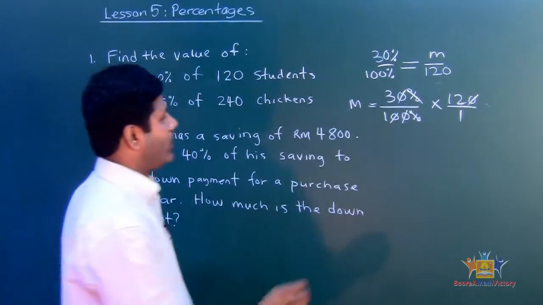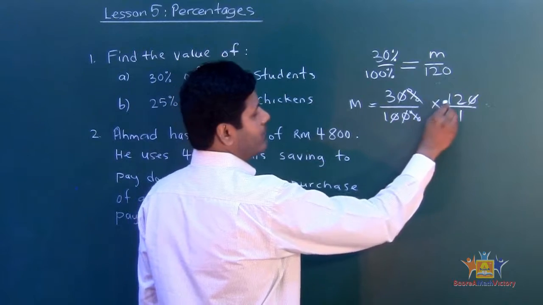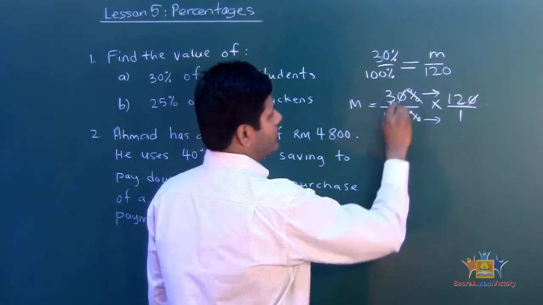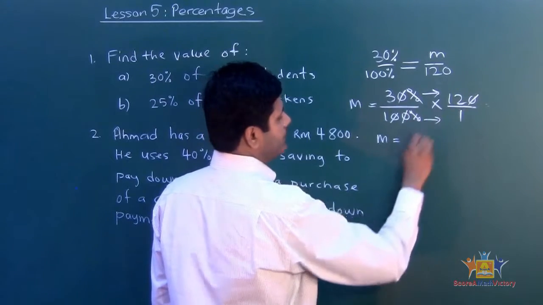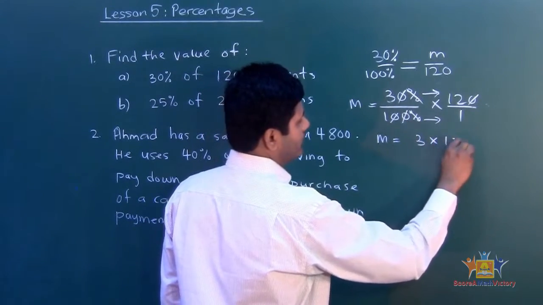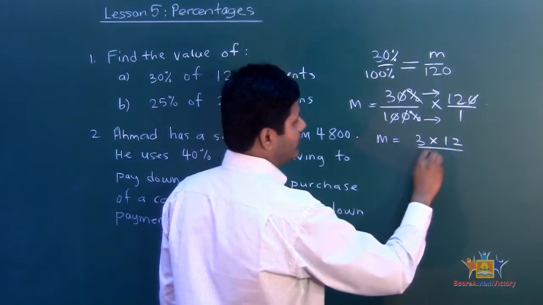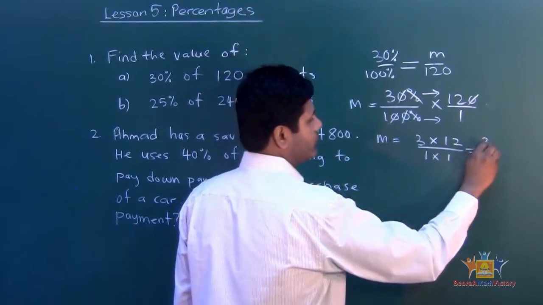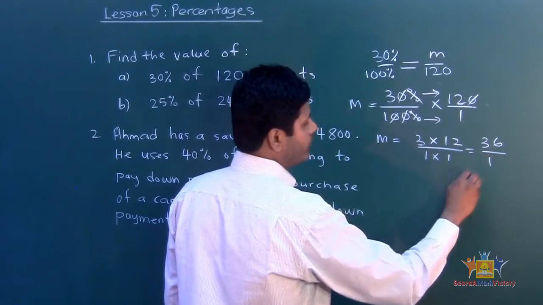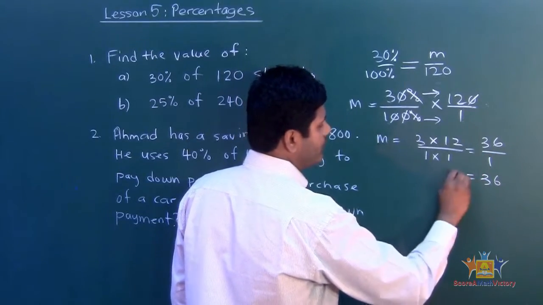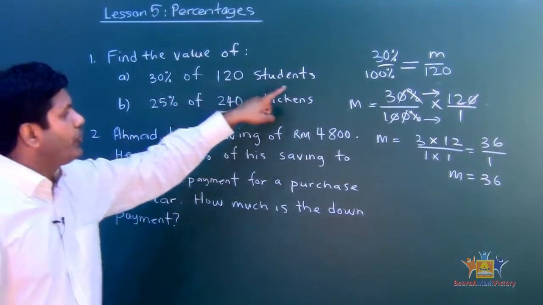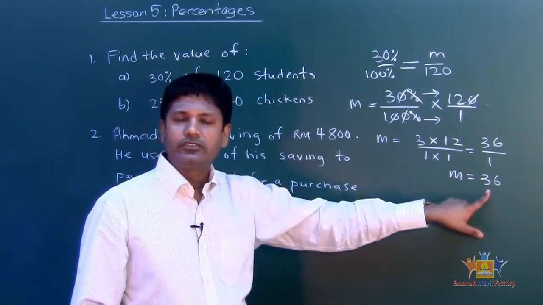So now left is what? 3 times 12. So we're going to use the double arrow method. So M equals 3 times 12 over 1 times 1. Which is 3 times 12 is what? 36 over 1, which is 36. M equals 36. So 30% of 120 students is 36 students.